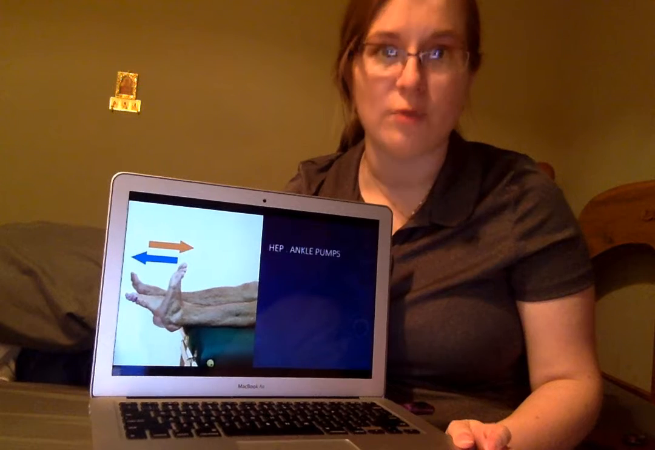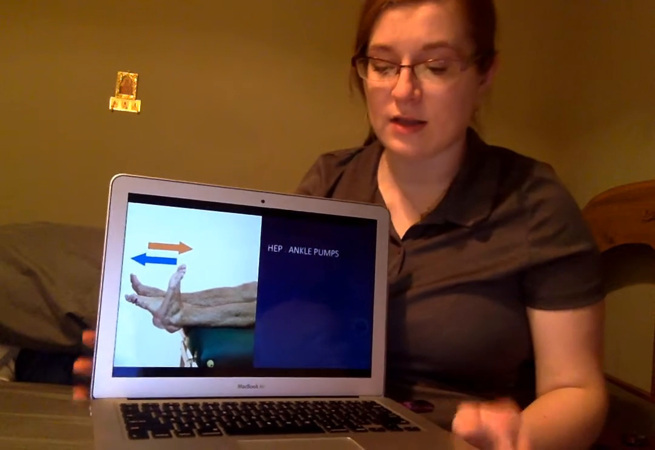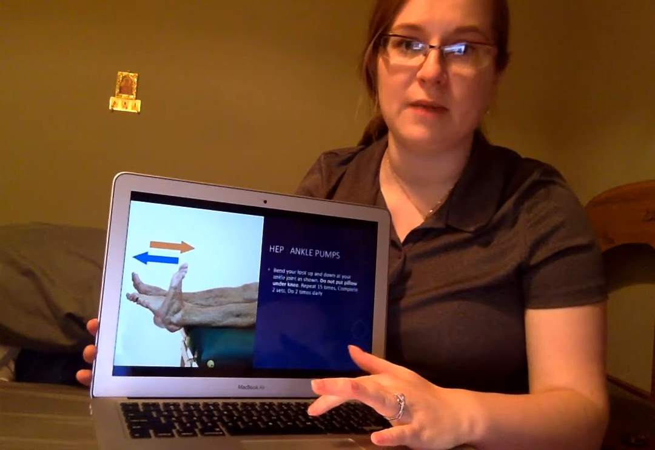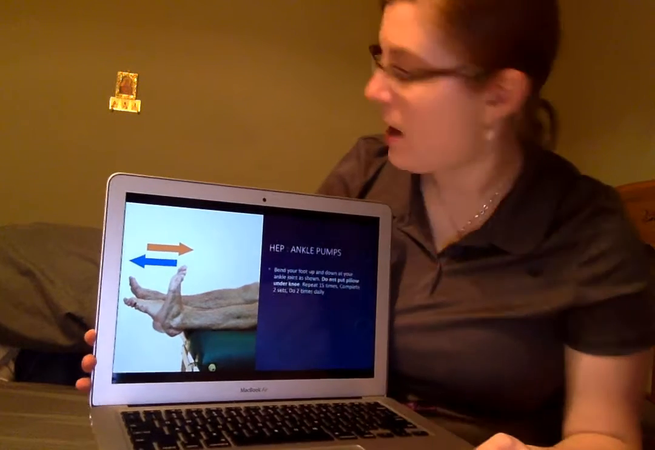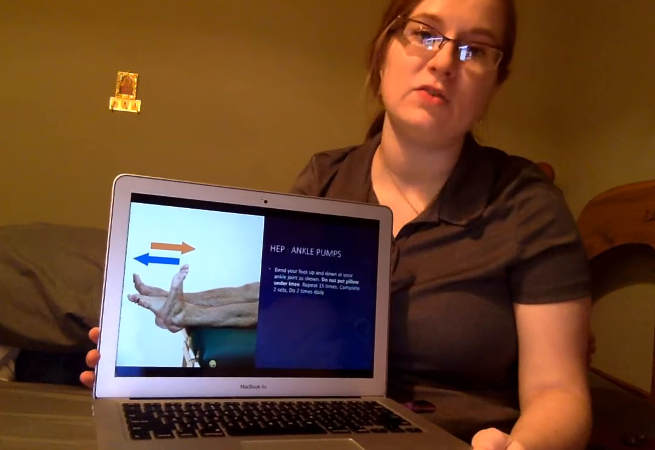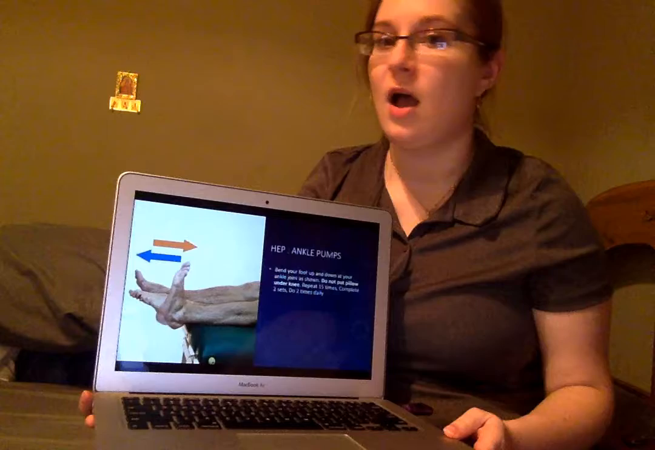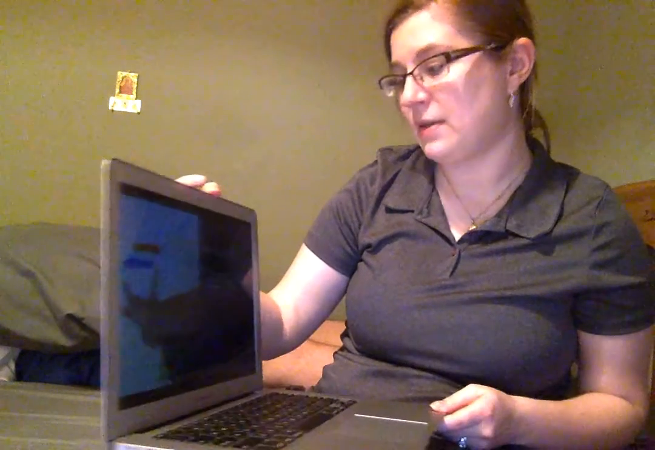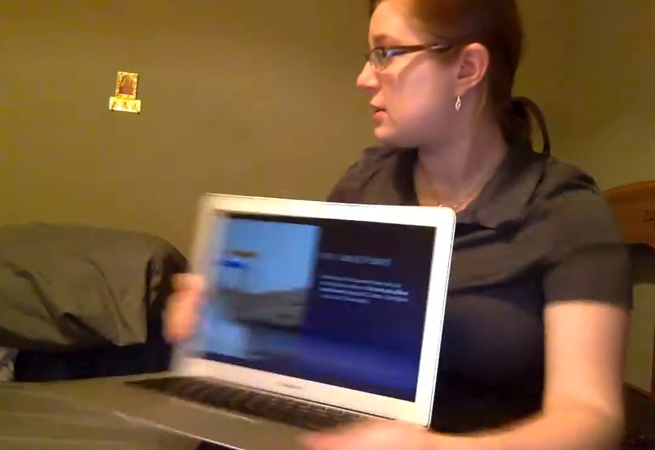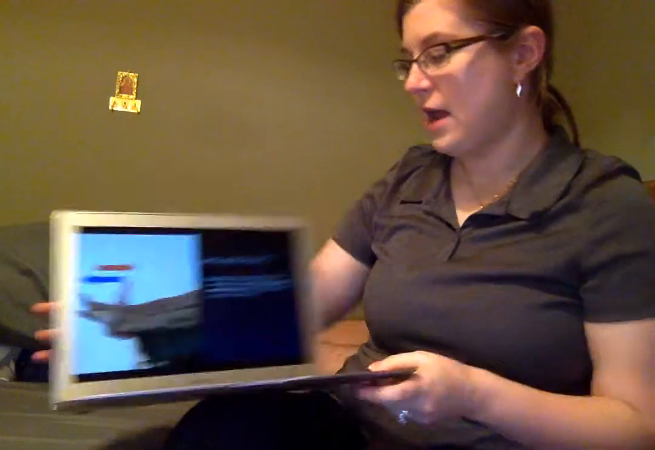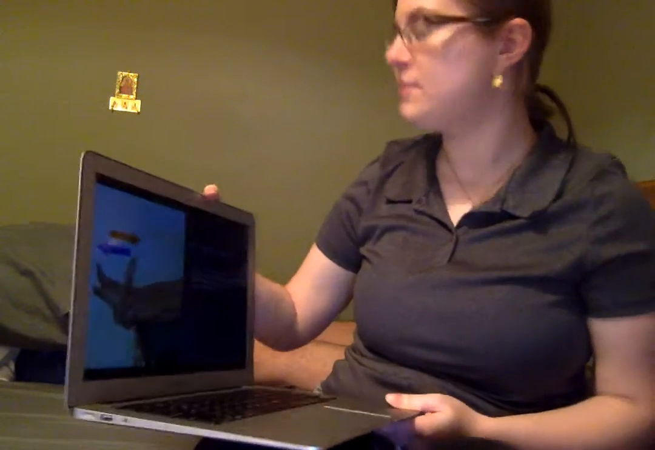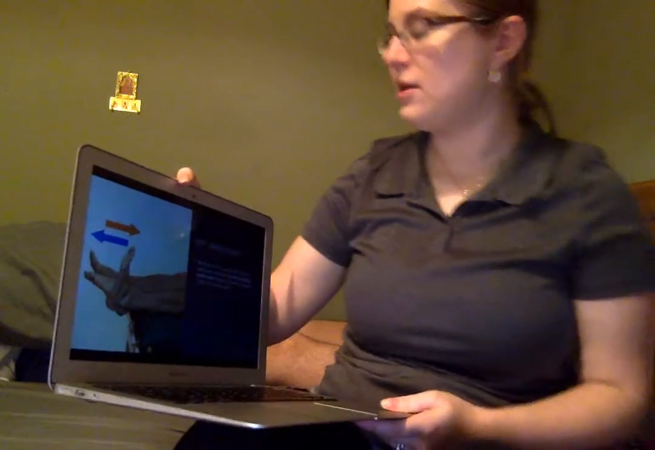Home exercise program. I chose the exercise ankle pumps because of the patient's edema. Now, I will have my patient demonstrate ankle pumps for you. If you could, hold on a sec. Bend your foot up and down at your ankle joint just as it's shown right here. And then I want you to do that 15 times, complete 2 sets, and do that twice daily.